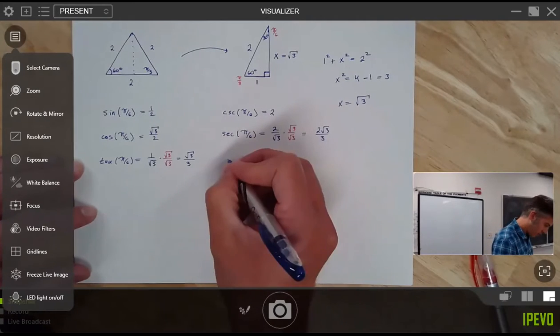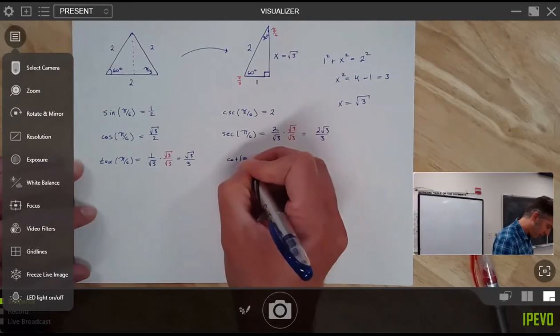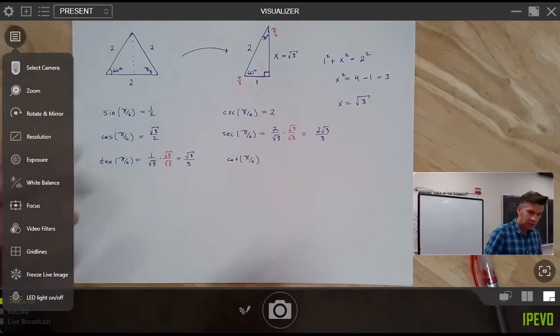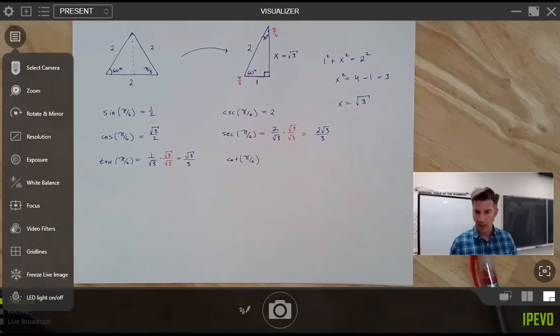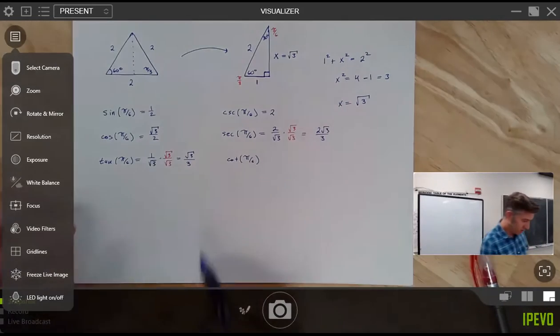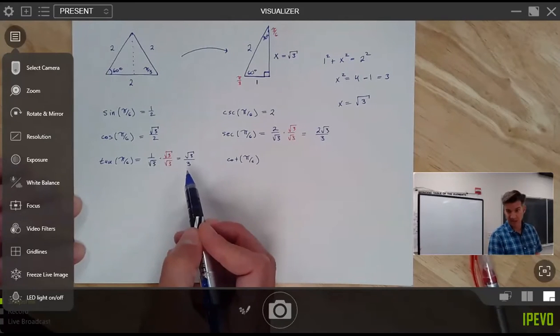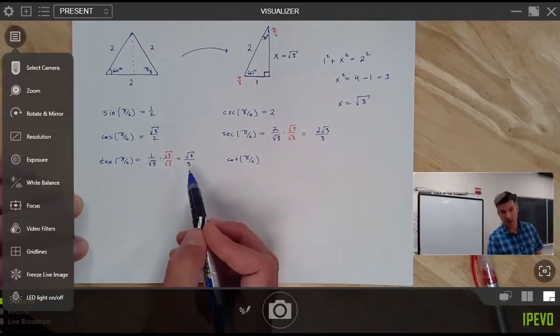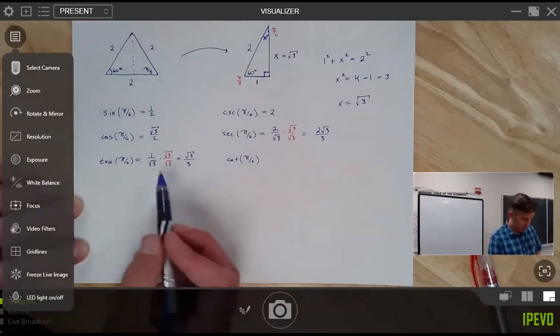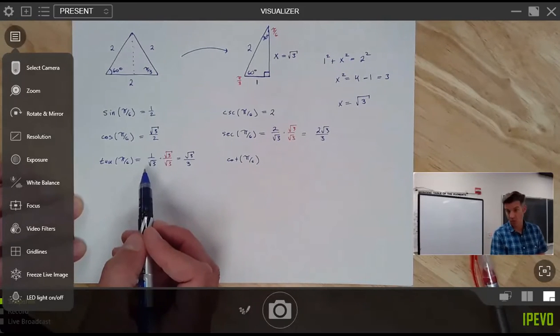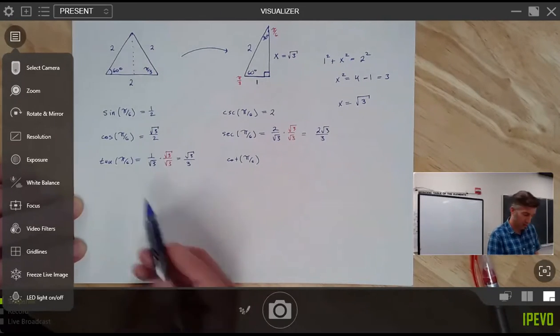And then cotangent of pi over 6. So here's a point where we want to be smart about our work. We could do the reciprocal of this, or the flip of this, and say it's 3 over root 3, but then we'd have to rationalize again. We could also say it's just the reciprocal of this, root 3 over 1, which is just root 3.